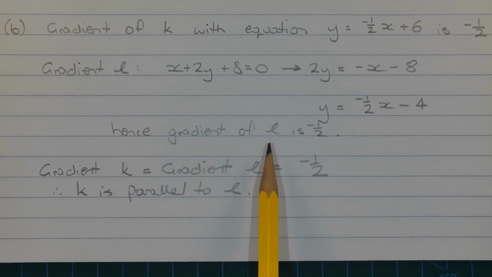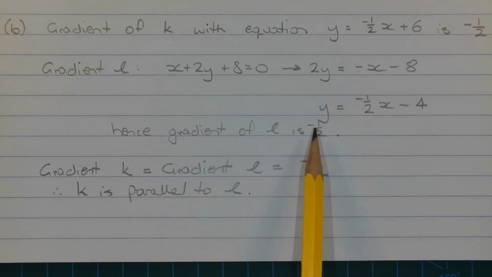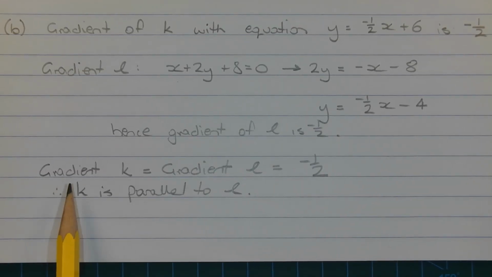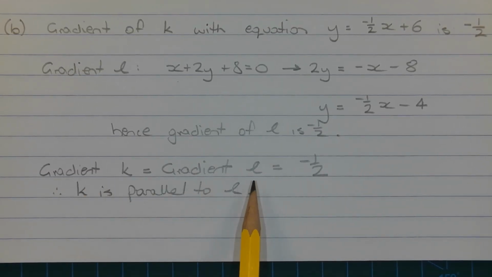Hence the gradient of line L is the coefficient of x, which is negative 1 over 2. So the gradient of line K is equal to the gradient of line L, which equals negative 1 over 2. Therefore K is parallel to L.